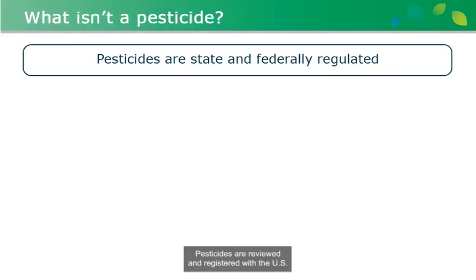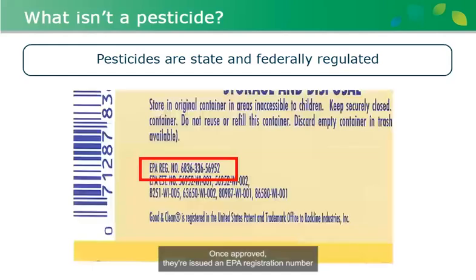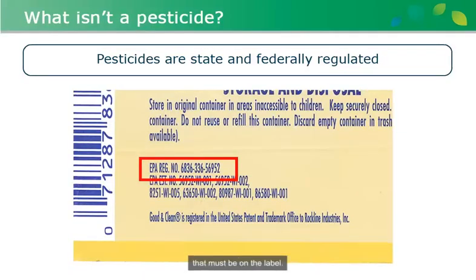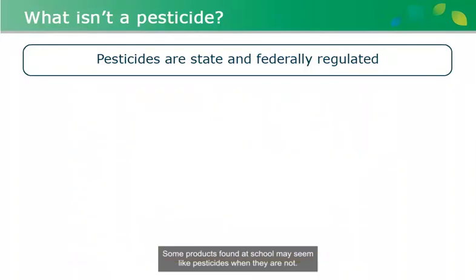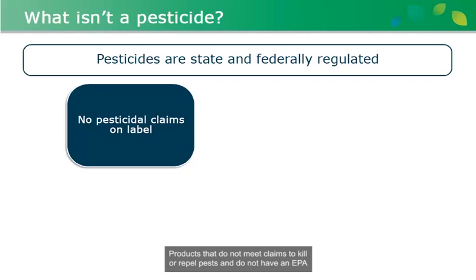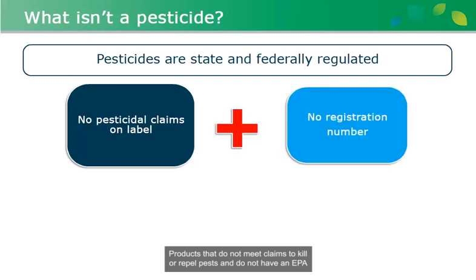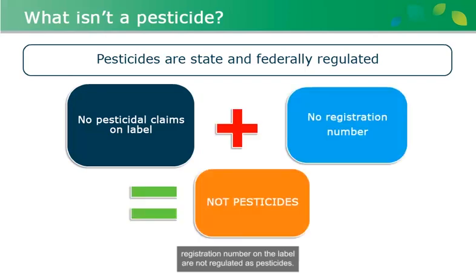Pesticides are reviewed and registered with the U.S. Environmental Protection Agency and the Department of Pesticide Regulation. Once approved, they're issued an EPA registration number that must be on the label. Some products found at school may seem like pesticides when they are not. Products that do not make claims to kill or repel pests and do not have an EPA registration number on the label are not regulated as pesticides.